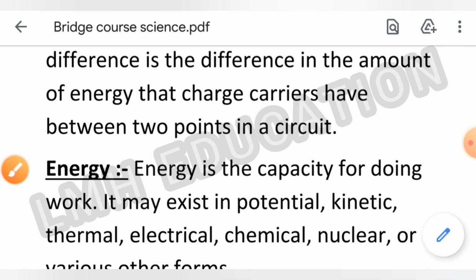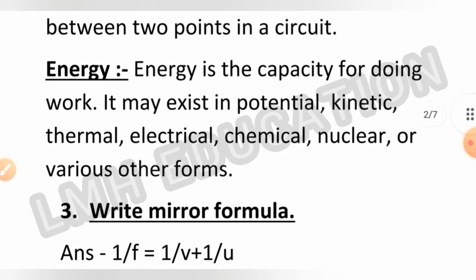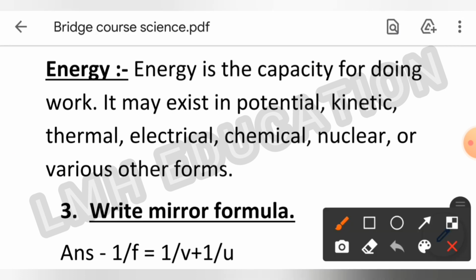Now we will move on to next one, the energy. Energy is the capacity for doing work. It may exist in potential, kinetic, thermal, electrical, chemical, nuclear or various other forms. So in this way, 3 definitions are completed: energy, potential difference and the work.